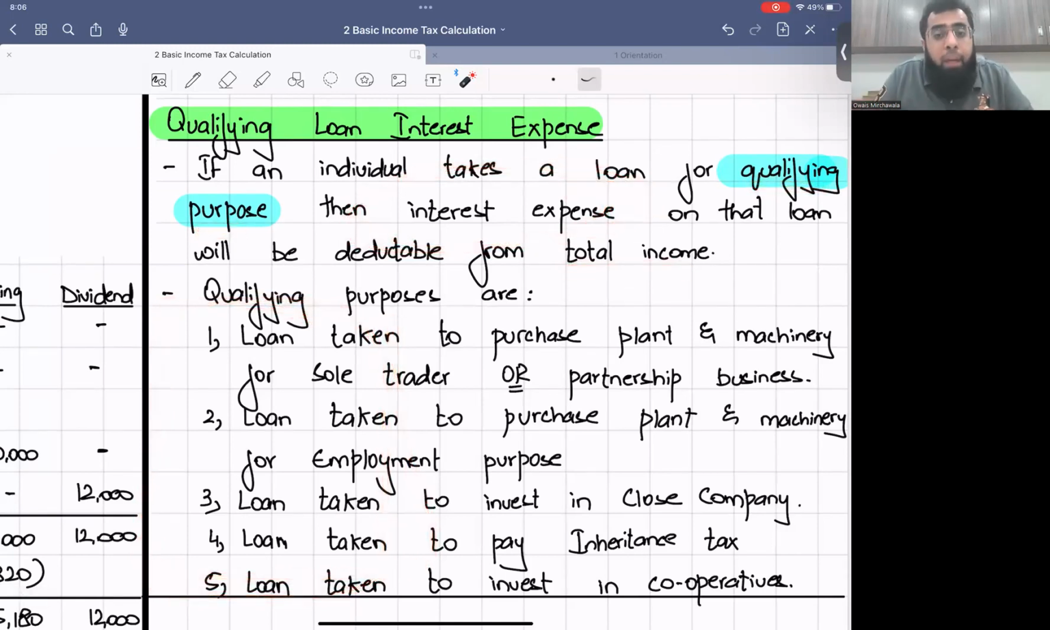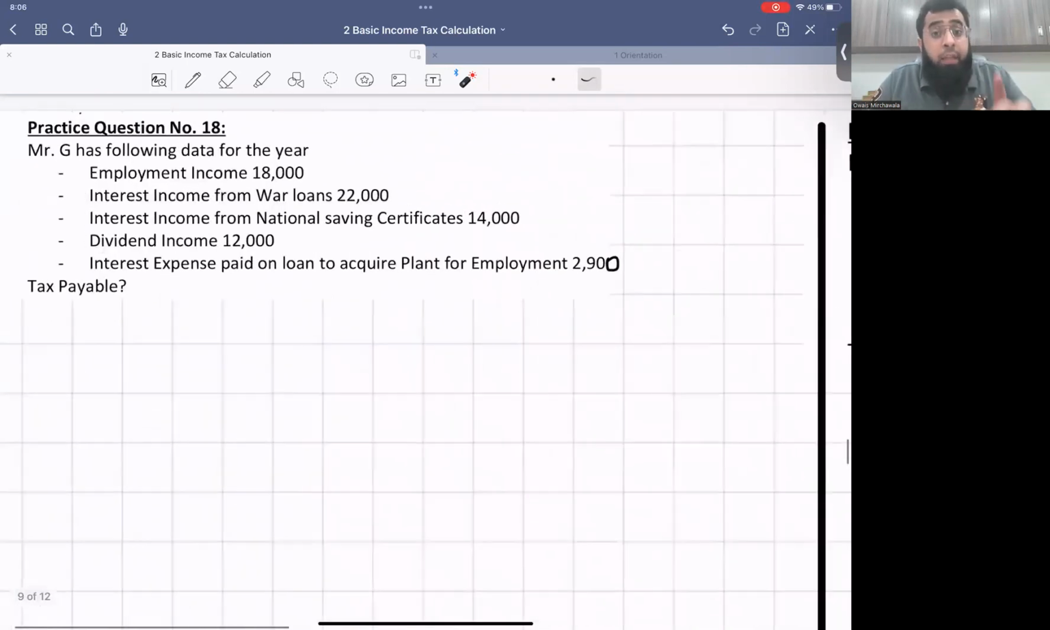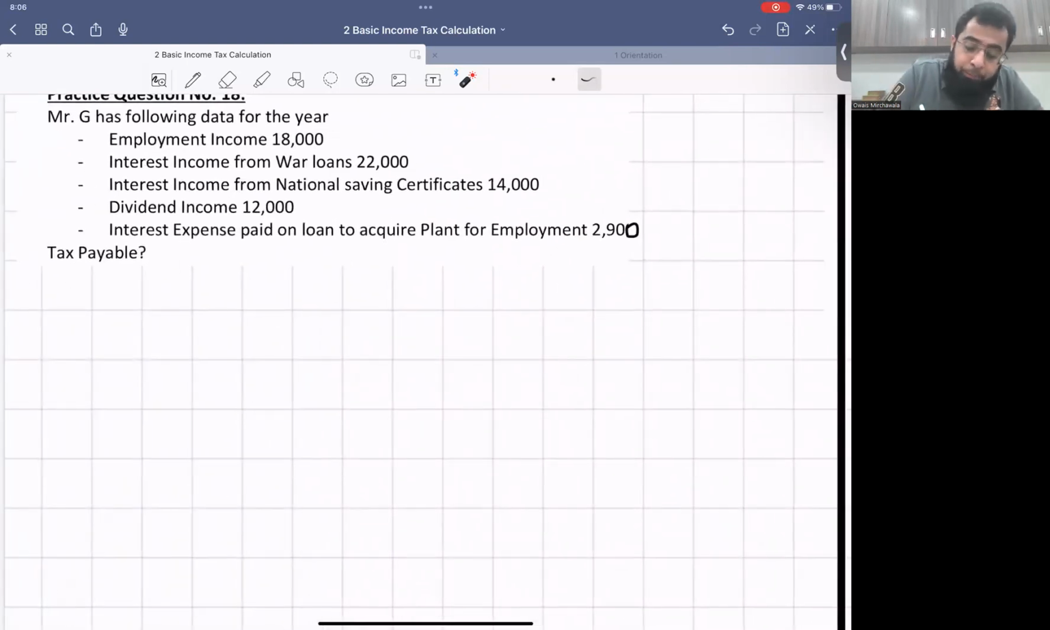Okay, let's look at a practice question so that you can have clarity. When we do the practice question, things will get clear. I want you all to concentrate on it.